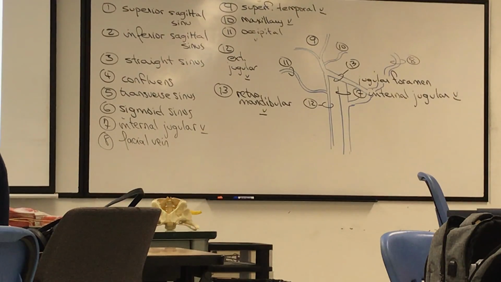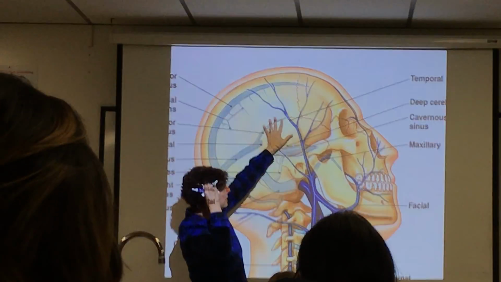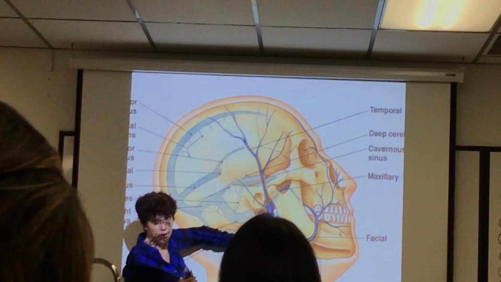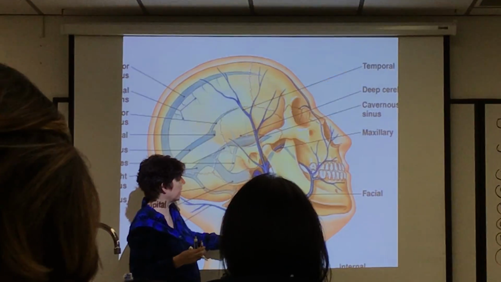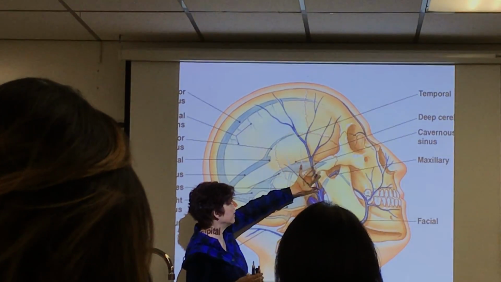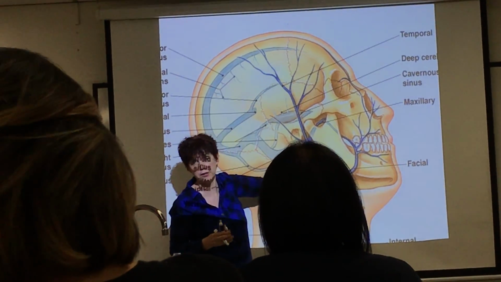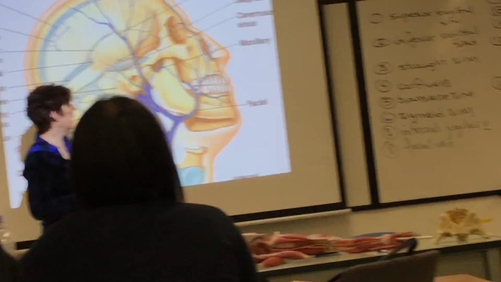So draining the outside of the skull, the scalp and the muscles up on the side of the skull, we have superficial temporal draining into external jugular. We have occipital draining into external jugular and maxillary. And these two up here, superficial temporal and maxillary, could go into facial and then into internal jugular, so they have that variability, okay?